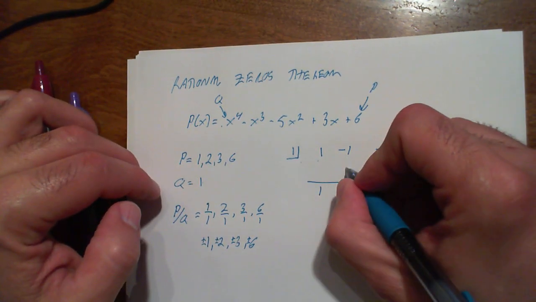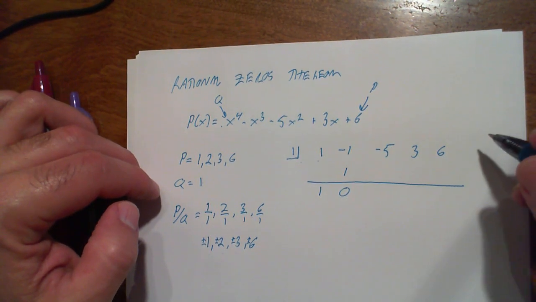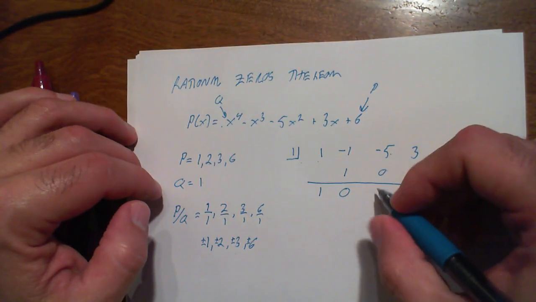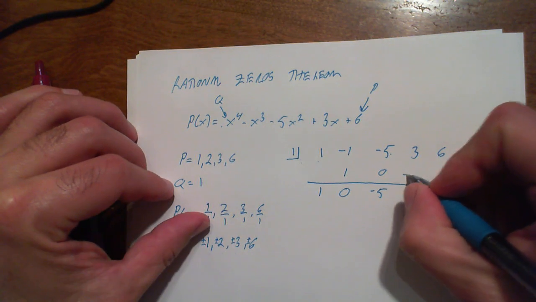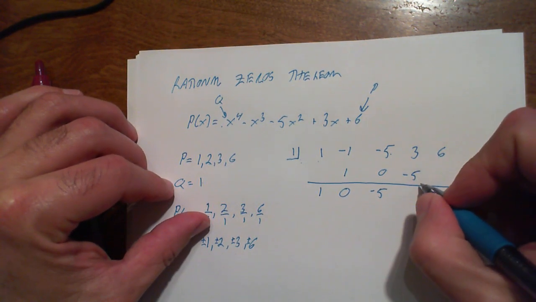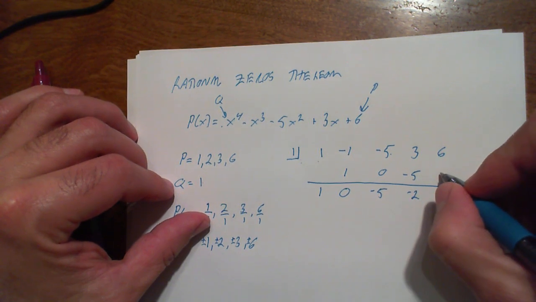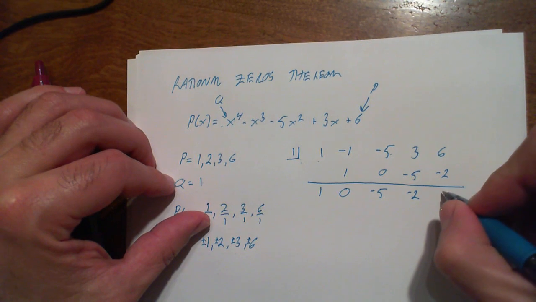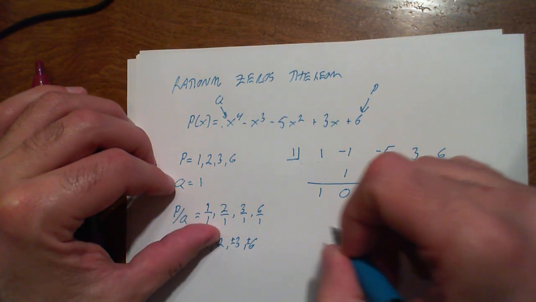1 times 1 is 1. -1 minus 1 is 0. Remember, we add these. Then I multiply. 1 times 0 is 0. -5 plus 0 is -5. Multiply by -5. 3 minus 5 is -2. 1 times -2 is -2. And then we get positive 4. So, nope. 1 will not be a factor.